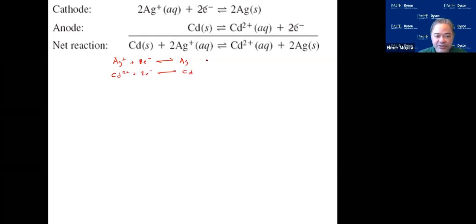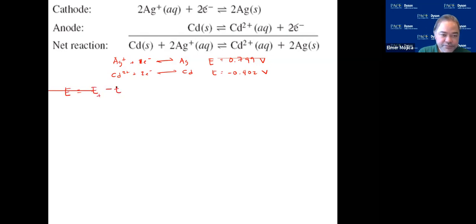So this is the reduction potential. So I can put the reduction potential here as this one is equal to 0.799 and this one is negative 0.402. So you can ask the question, which one is oxidized, which one is reduced. Okay. So I can do it the long way that we have. And if we have that, we have to do it one by one.